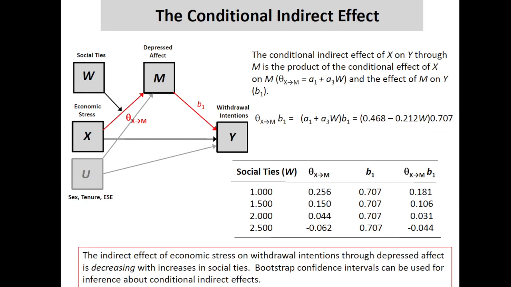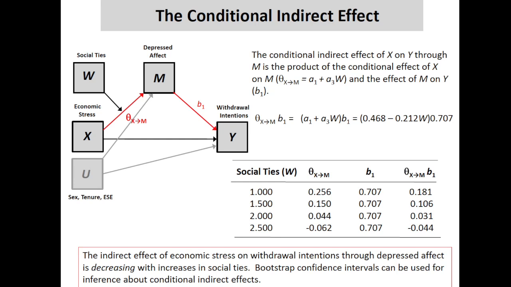So put those together. The conditional indirect effect of X on Y through M is the product of the conditional effect of X on M, that's A1 plus A3W, and the effect of M on Y, that's B1. So there it is in generic form, and now it's with the numbers from the regression analysis brought in. Now we can proceed much like with the pick-a-point approach, right? Let's just choose some values of W, our moderator, and figure out what the conditional indirect effect of X on Y through M is for those values of W.